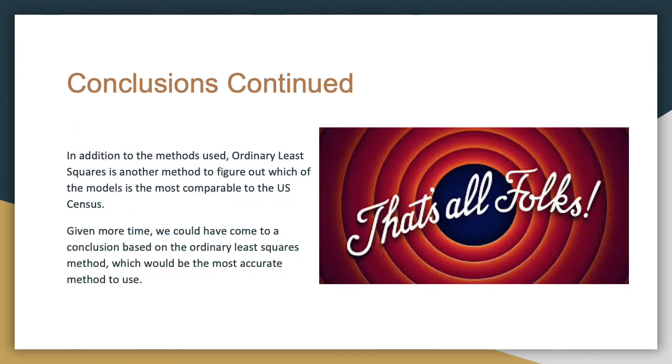In addition to the methods used, ordinary least squares is another method to figure out which of the models is the most comparable to the U.S. Census. Given more time, we could have come to a conclusion based on the ordinary least squares method, which would have been the most accurate method to use.